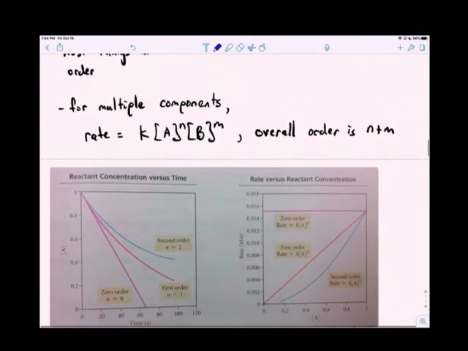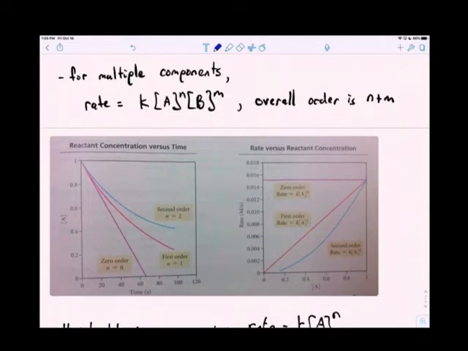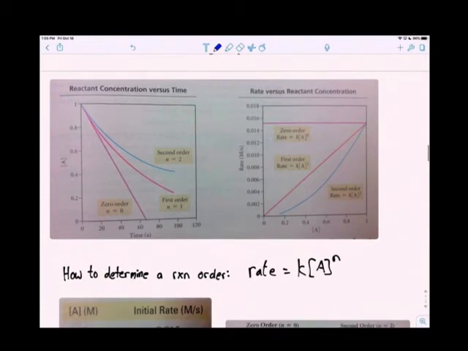Now for multiple components, your rate is equal to the rate constant, times the concentration of one reactant to some power, times the concentration of the other reactant to some power, so in this case [A]^n, [B]^m. The overall reaction order is the sum of the two exponents. If there's three things, then it's the sum of three exponents. But typically you don't have three things colliding at the same time. It's usually only two-body collisions that happen.